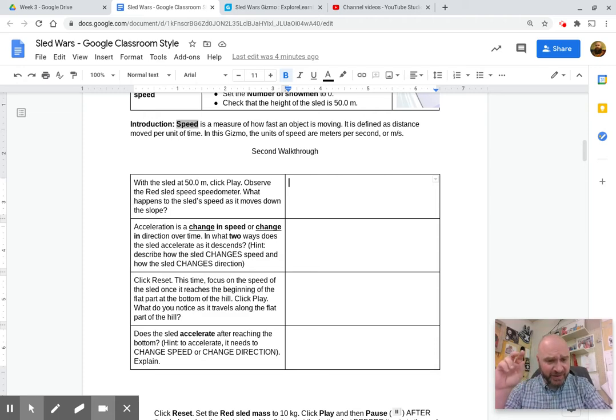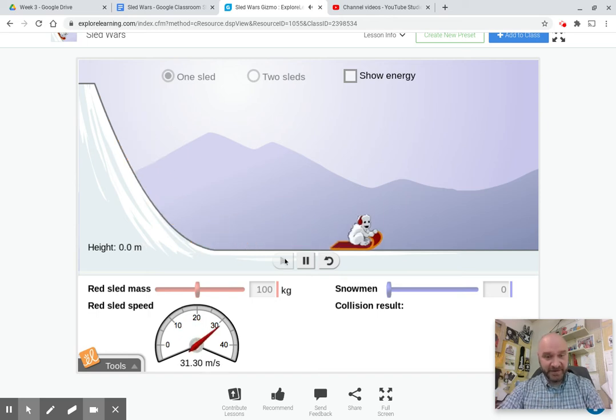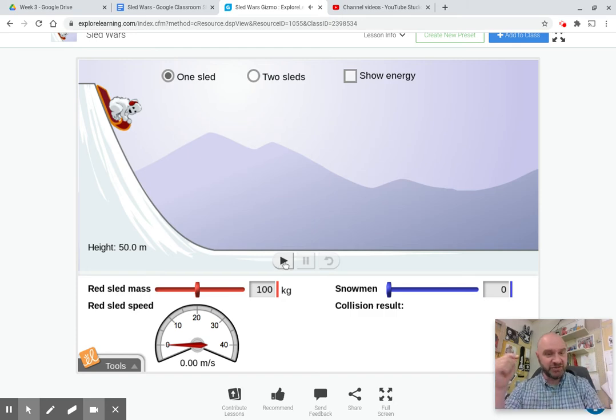All right. In what two ways does the sled accelerate? So if we're asking how does it accelerate, we have to describe how it changes in speed and how it changes in direction. So when we click play again, right now it is sitting still at the top of a hill. We're looking for a change in speed. All right, so describe that change in speed. And then we also have to describe a change in direction.